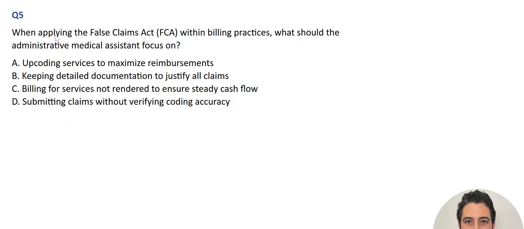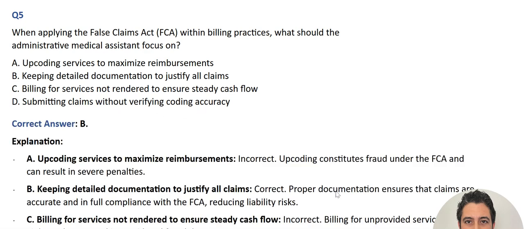Question 5. When applying the False Claims Act, FCA, within billing practices, what should the administrative medical assistant focus on? A. Upcoding services to maximize reimbursements. B. Keeping detailed documentation to justify all claims. C. Billing for services not rendered to ensure steady cash flow. Or D. Submitting claims without verifying coding accuracy. The most appropriate answer is B, as proper documentation ensures that claims are accurate and in full compliance with the FCA, reducing liability risks. And here we come to the end of this lecture.